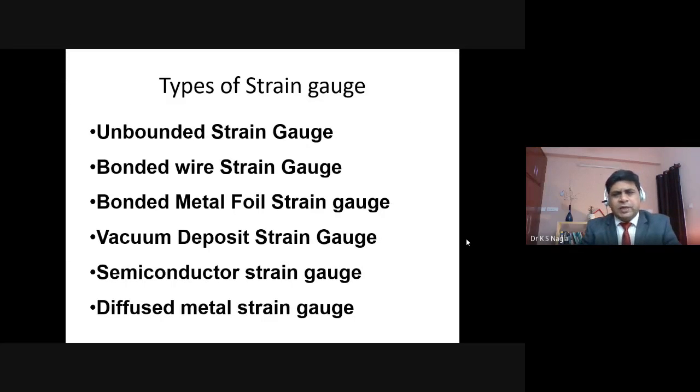There are different types of strain gauges, such as the unbonded strain gauge. It may be the bonded wire strain gauge, a bonded metal foil strain gauge, a vacuum deposit strain gauge, a semiconductor strain gauge or a diffused metal strain gauge. Which to use depends upon the application, the mounting technique, and the environmental conditions. Sometimes special deposition may be required in certain medical instruments. In that case, a diffused metal strain gauge may be required as compared to the wire wound type of strain gauge.